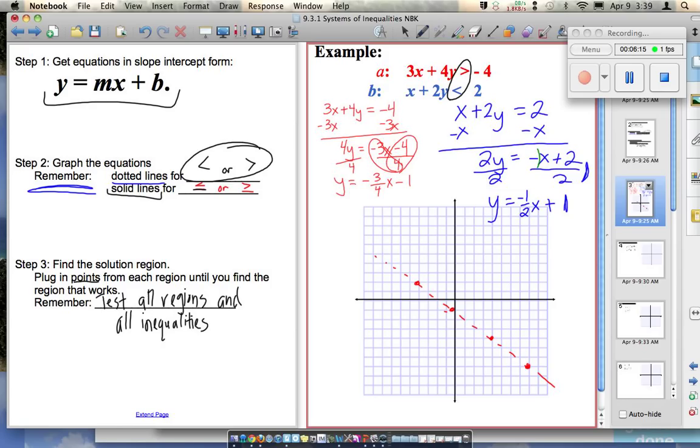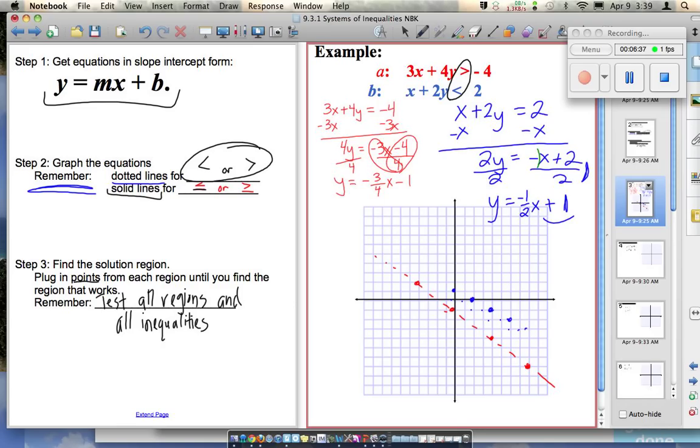Now I'm going to draw the blue one. Once again, I'm going to use my slope and my intercept. My intercept is 1, so I'm going to start up at 1. And I have a slope of negative 1/2, so that means I'm going to go down 1 over 2. Down 1 over 2.